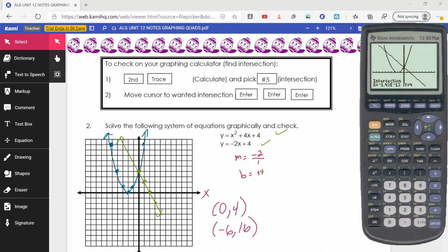and it's pretty close to 0, 4. So negative 1.43 times 10 to the negative 13th. It's really negative 0.000143. So close enough to 0, 4.